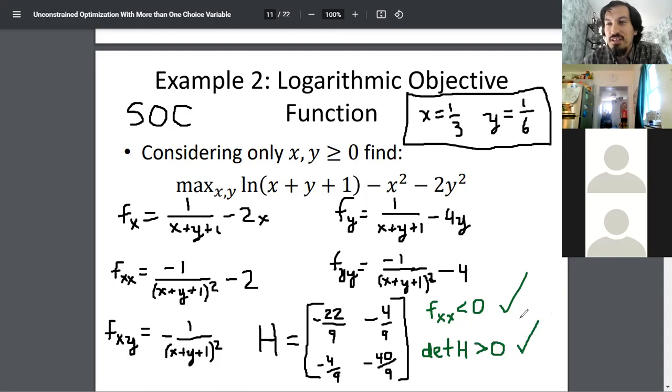I guess my suggestion to you, maybe if you're doing this as a problem and you have the time, is to actually calculate out what the determinant is, so you can show me, yes, I did check, it is positive.